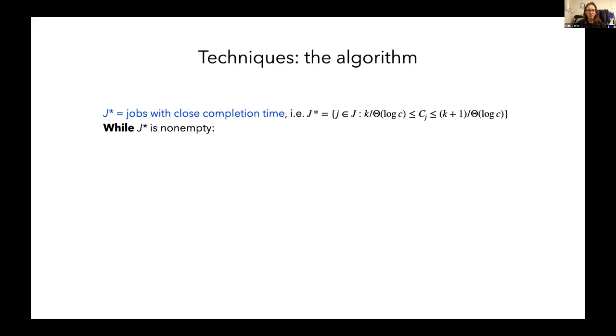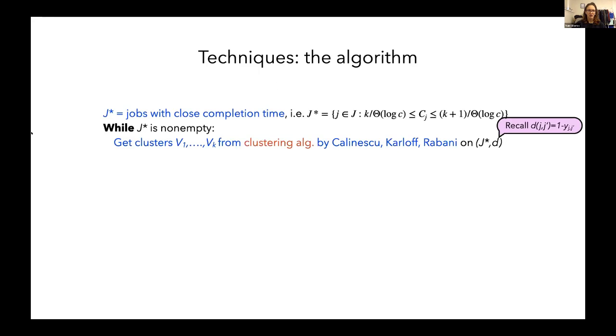All right, so moving into our algorithm here, we're going to look at the set of jobs J star that have close completion time. Call this the completion time, indicating what interval a job is processed. We're looking for those to be a 1 over log C factor apart. So looking at jobs with close completion time, we take that set of jobs and we run a clustering algorithm by Kalinescu, Karloff, and Rabani on this semi-metric space, J star, with that semi-metric D that we built from the LP earlier.